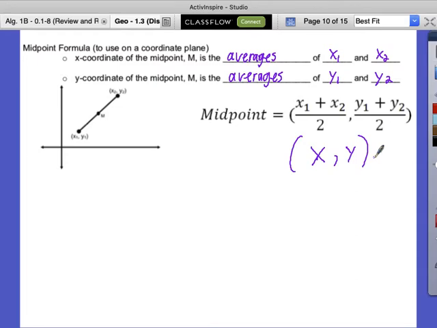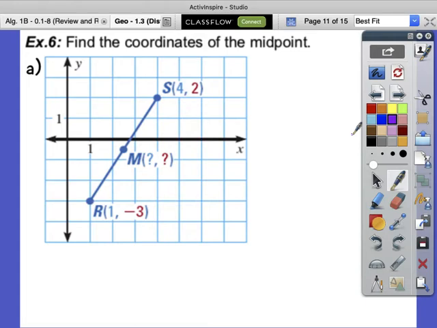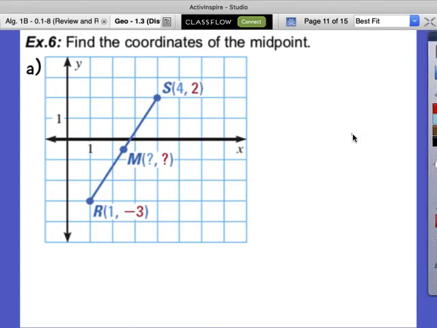Questions on that? Okay, let's turn the page and do a couple of these examples. On A, find the coordinates of the midpoint. We're told the endpoints of the segment are 4, 2, and 1, negative 3. In order to find the midpoint, we need to do the average of the x's in order to find the x, and then the average of the y's in order to find the y.